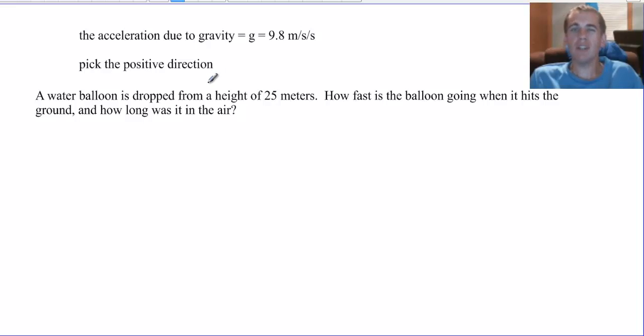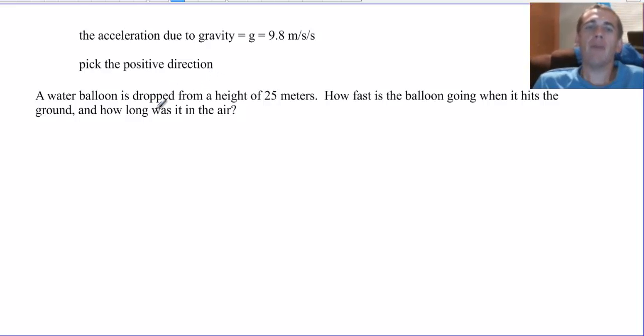So pretty much every time I do a free fall problem, I want to draw a picture first and establish my coordinate system and my frame of reference. Okay? So let's do a free fall problem. We're going to do a couple of these, and then I have an assignment for you guys to work on. But example problems first. A water balloon is dropped from a height of 25 meters. How fast is the balloon going when it hits the ground, and how long was it in the air?